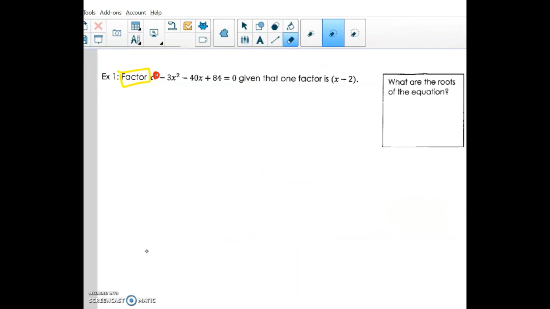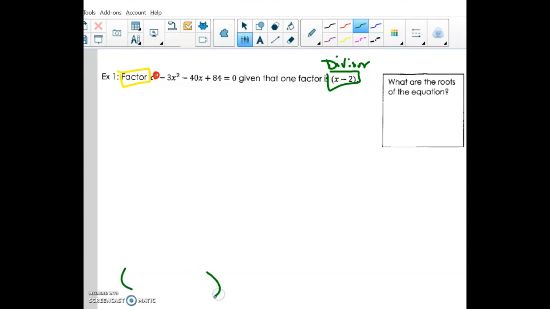So it wants us to use synthetic division with the given factor. So this is the given factor, this is the divisor. We know already that down here on the bottom, when we get to our answer, we're already going to have x minus 2 as part of the answer, okay? Because it's one of the factors and it's telling us to factor it.